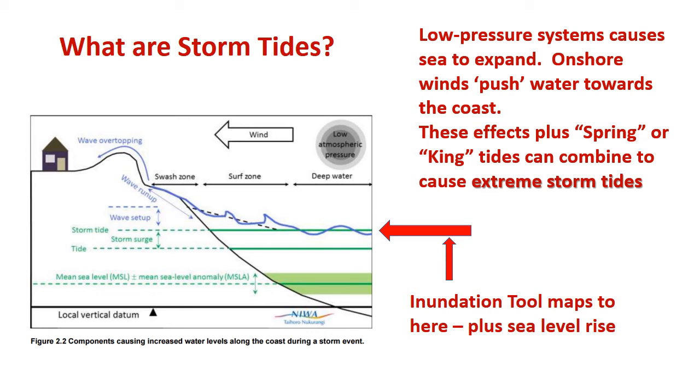And just a note on the diagram here, you can see the red arrows. So the inundation tool only measures up to the top green line, but what it doesn't cover is wave setup and wave run up, which is on top of those elements. So just bear that in mind when you're using the tool.